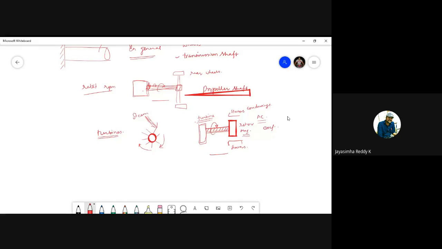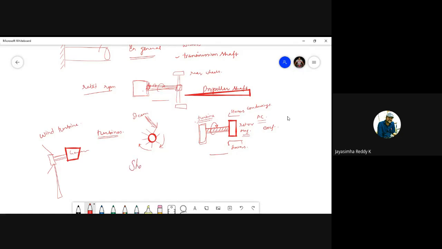Another application is the wind turbine. There also we have a shaft connected to the blades and the generator behind. If this is a wind turbine, students, there will be a shaft connected to the generator at the back end. So shafts have many applications.